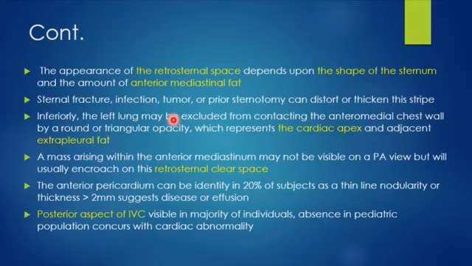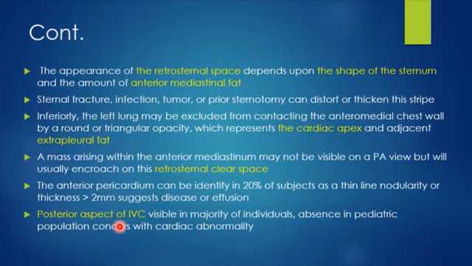Inferiorly, the left lung may be excluded from contacting the anteromedial chest wall by a round or triangular opacity, which represents the aortic apex and adjacent extrapleural flap. Cardiac apex. And it is noticed as the lingular incisura. A mass arising within the anterior mediastinum may not be visible on a PA view, but will usually encroach on this retrosternal clear space. The anterior pericardium can be identified in 20% of subjects as a thin line. Nodularity or thickness more than 2 mm suggests disease or effusion.